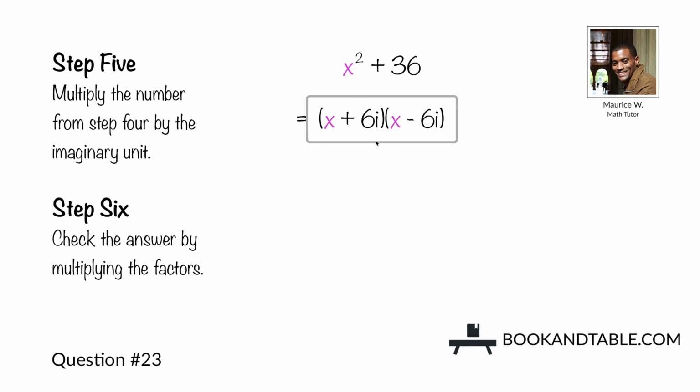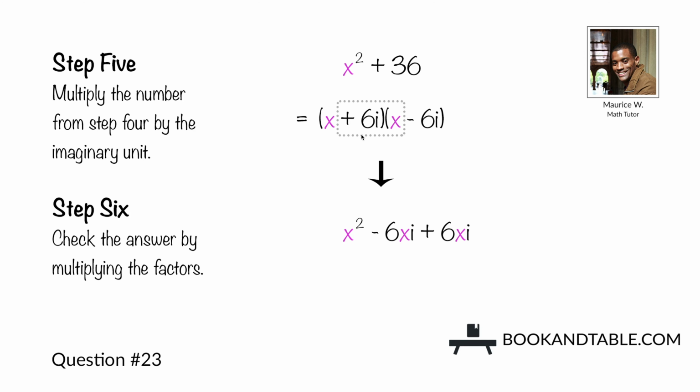In step 6, we can check the answer by multiplying the factors. The resulting polynomial should match the original polynomial, x squared plus 36. And when we multiply the factors, we get x times x, which is x squared. x times negative 6i is negative 6xi. 6i times x is positive 6xi, which negates negative 6xi. And 6i times negative 6i is equal to negative 36i squared. i squared is equal to negative 1. And negative 36 times negative 1 is equal to positive 36.